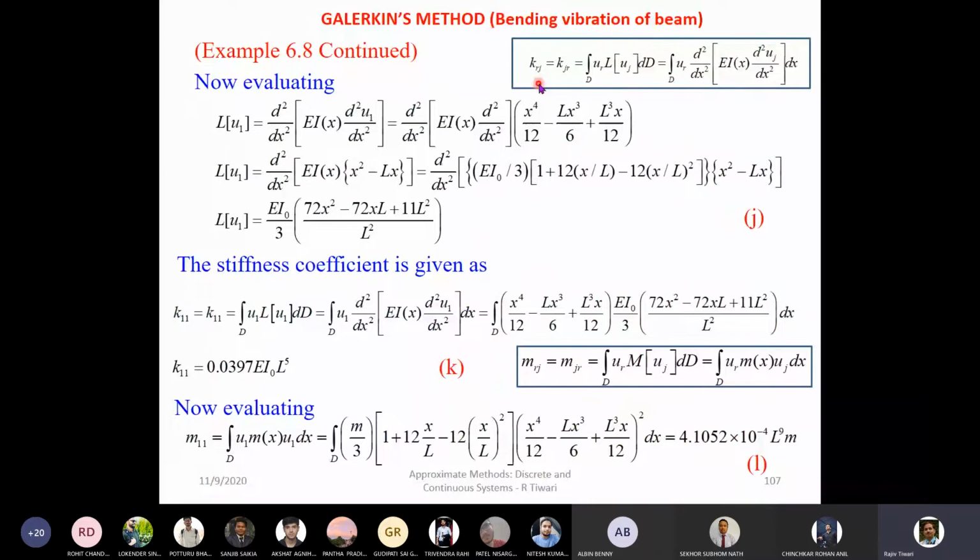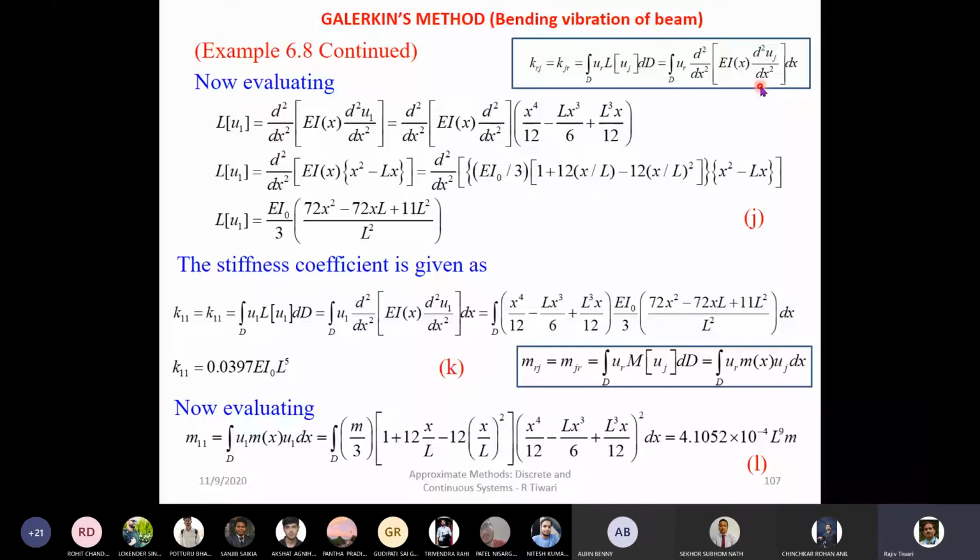The procedure for the calculation of the coefficients, stiffness and mass, is slightly different here. You can see the stiffness coefficient with the L operator. Here the L operator we already know for the beam case, so it will be like this. The differentiation of the assumed solution is of the 4th order, which was 2nd order in the case of the assumed mode method, because we started with the energy form.